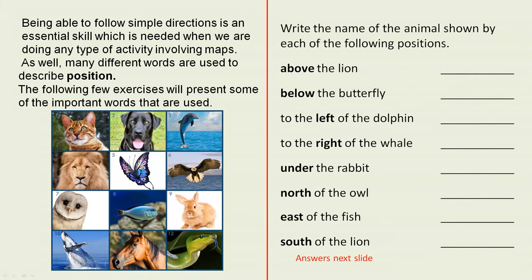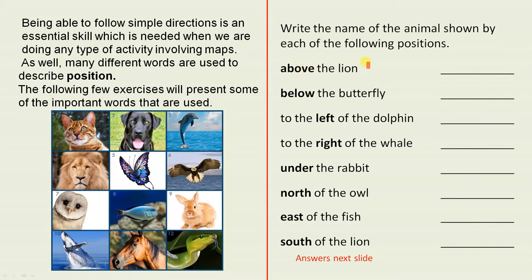So here's a simple exercise. Write the name of the animal shown by each of the following positions. I'll go through it and describe it for you, and if you want to pause the video to answer the questions, you can do that on a sheet of paper, and I'll give the answers for this slide on the next slide. So firstly, you have to show the position of the animals shown by these directions.